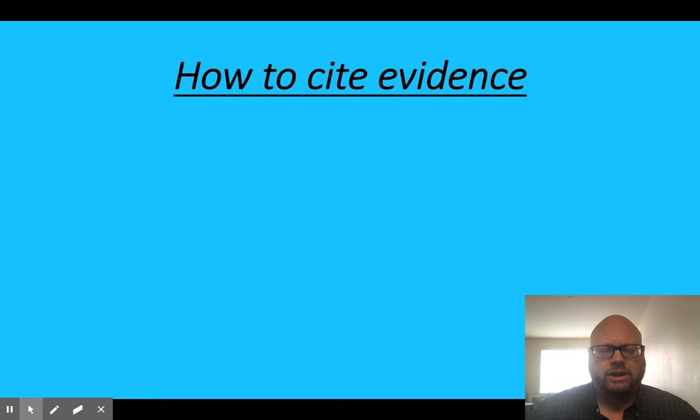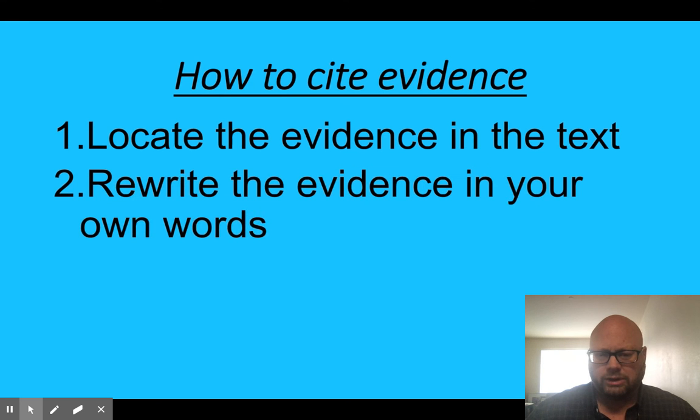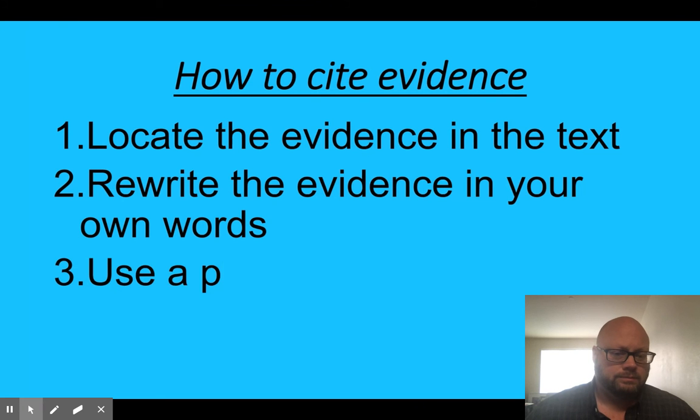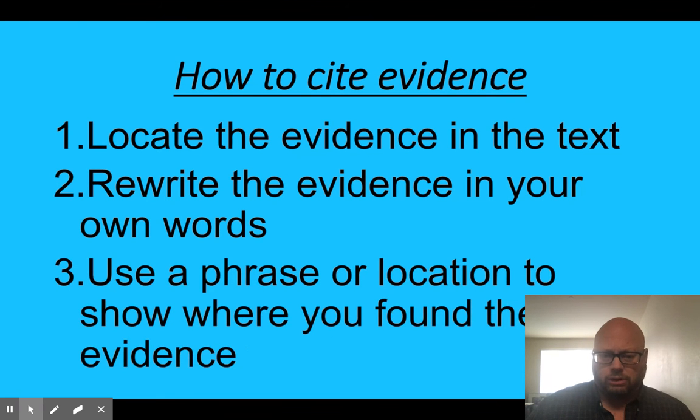So how do you cite the evidence? First, you need to locate the evidence in the text. So you have a piece of text that you're reading, whether it's a novel or an article, whatever the case is, you need to locate the evidence. Then you need to rewrite that evidence into your own words. After that, you use a phrase or a location in your writing to show where you found the evidence. So you need to give credit where credit is due, basically.